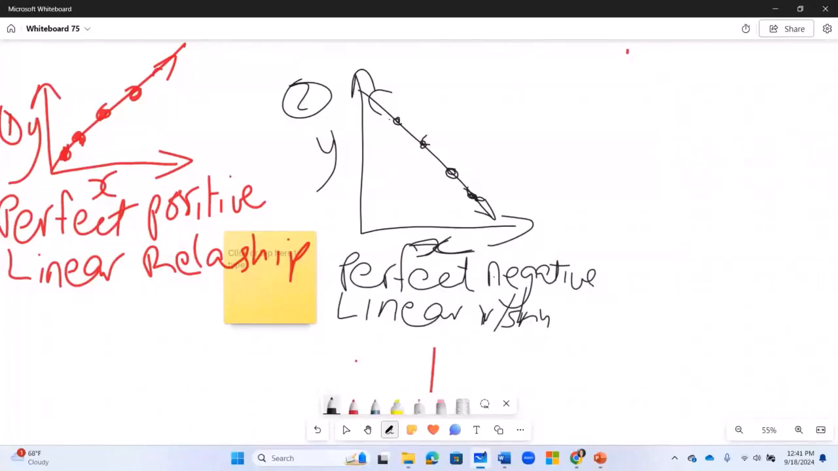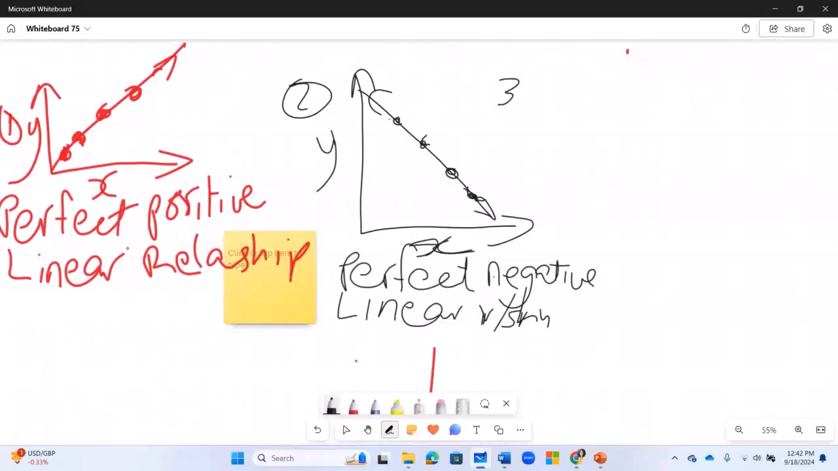Okay, so this is perfect. Why? Perfect because all the points are on the line. Perfect negative because the slope of this line is negative. The first one is a perfect positive linear relationship because the slope of the first line is positive. Perfect, all the points on the line.